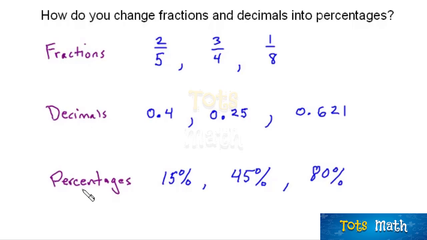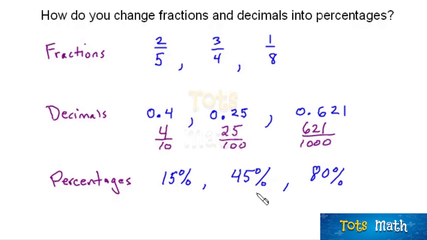Now, decimals and percentages can be written as fractions, but they're a little bit pickier. For example, 0.4 means 4/10. 0.25 is 25 hundredths. 0.621 is 621 thousandths. See, decimals are a bit pickier because the denominator has to be 10 or a power of 10, such as 100, 1,000, 10,000, 100,000, and so on.